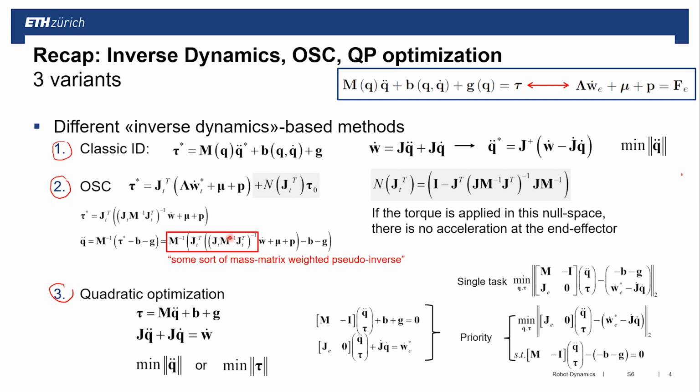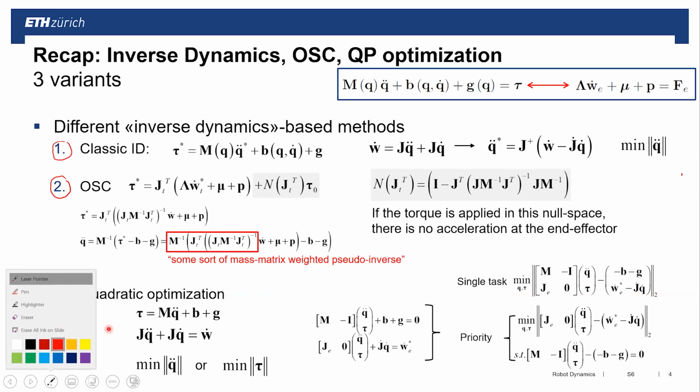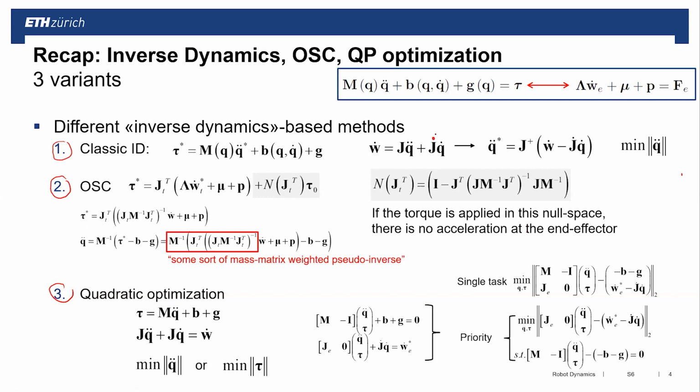There is one question here which says that a dot is missing in the classical inverse dynamics at W dot equals J dot dot plus J dot Q dot here. Yes, it's correct. Thanks for pointing this out. Here, of course, we should have a dot. It is here. Yes.